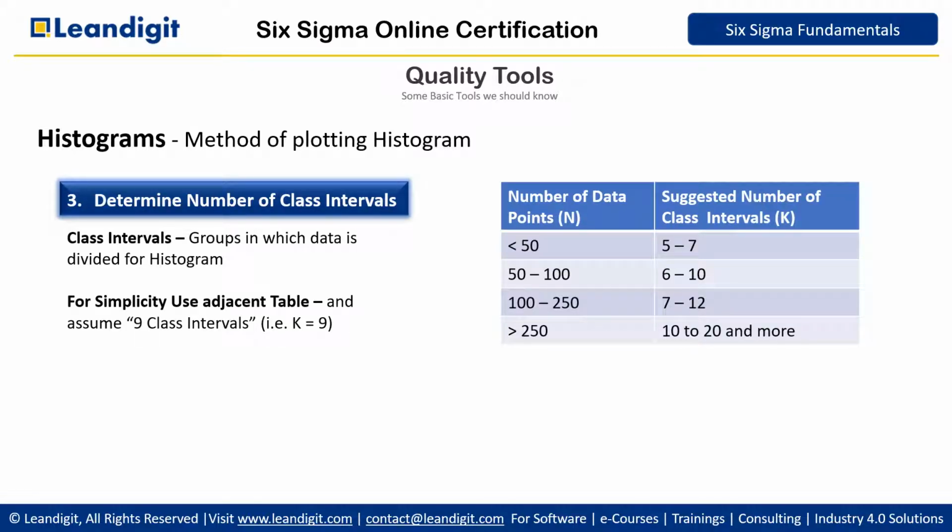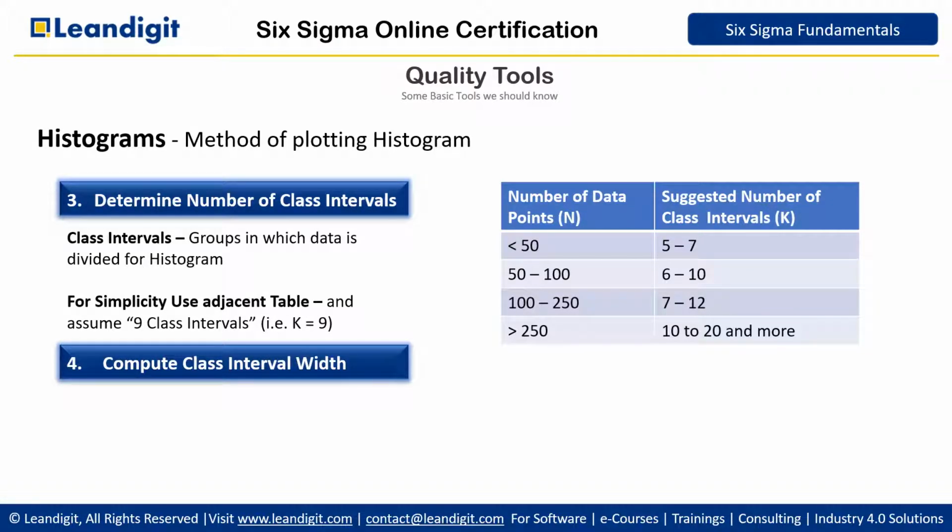The third step is to determine the number of class intervals. While the class intervals can be determined statistically based on the data, we can use this table for manual calculation. Since our data points are 60, our class interval count should be between 6 and 10. Since our range is 9, we suggest we also take the number of class intervals as 9. Therefore, the number of class intervals is 9 so that we get a right class interval for calculation.